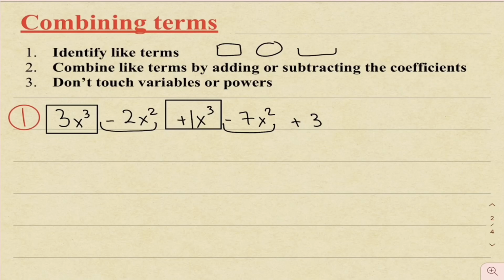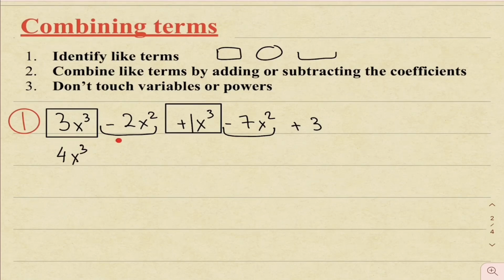So now I'm going to go ahead and combine terms. So I have 3x to the third plus 1x to the third. So I'm going to add the coefficients, and I'm not going to touch the variables or the powers. So 3 plus 1 is 4, and x to the power of 3 is just going to stay like that. Now I have negative 2x squared minus 7x squared. So again, I'm going to just add the coefficients, and I'm not going to touch the variables or the powers. So negative 2 minus 7 is negative 9. If you guys don't know how to add or subtract numbers with same signs at different signs, go watch our lesson 1.